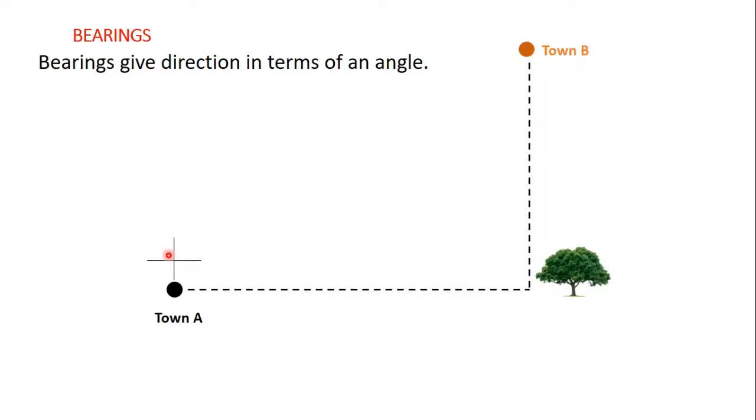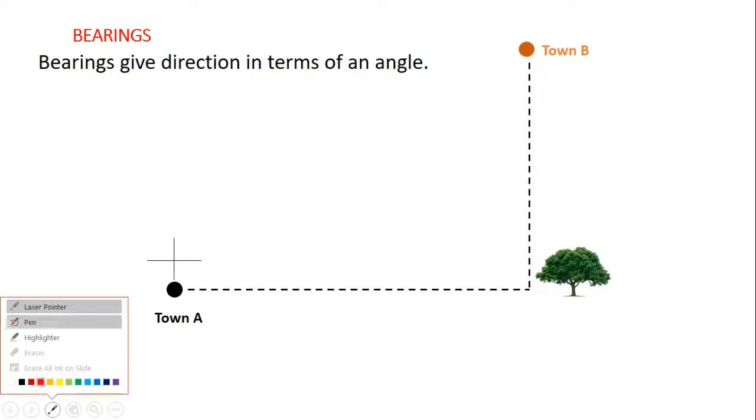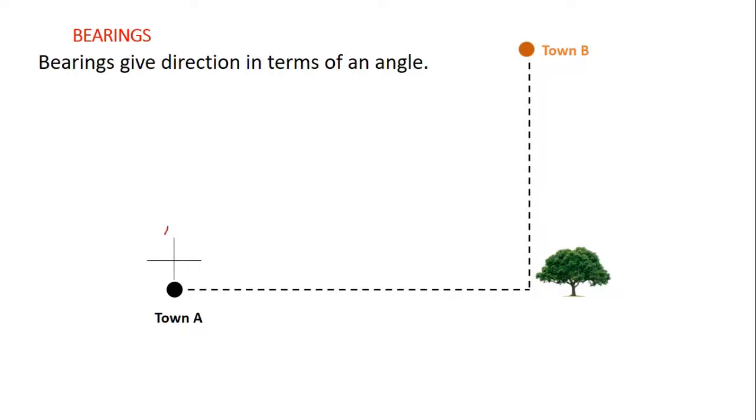All we need to do is to draw our 4 cardinal points on town A. We know our 4 cardinal points from GHS. That is north, then here will be south, here will be west, and here is east. So these are our 4 cardinal points on town A. So Mr. Kofi is at town A and these are our 4 cardinal points.